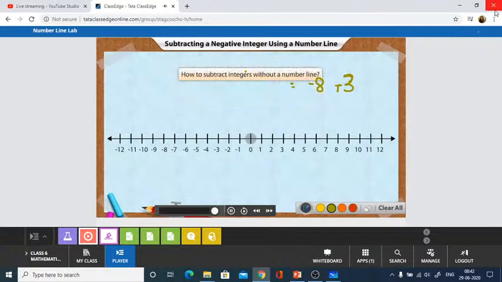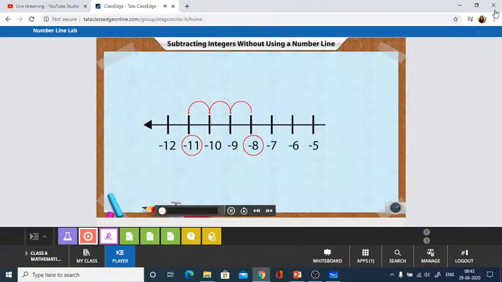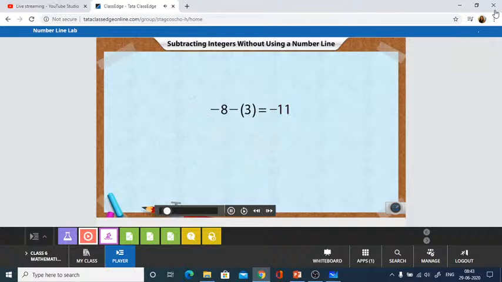But are there any other methods to subtract an integer without using a number line? Let's find out. We have calculated when 3 is subtracted from negative 8, we get negative 11 using a number line. Let us see what happens if instead of subtracting 3 from negative 8, we add the additive inverse of 3 to negative 8.